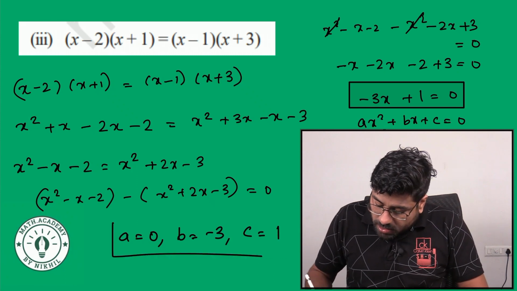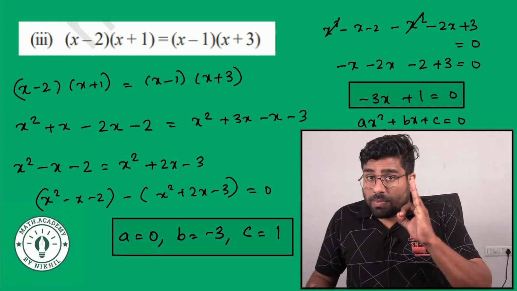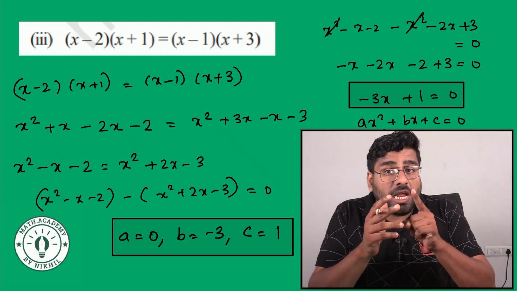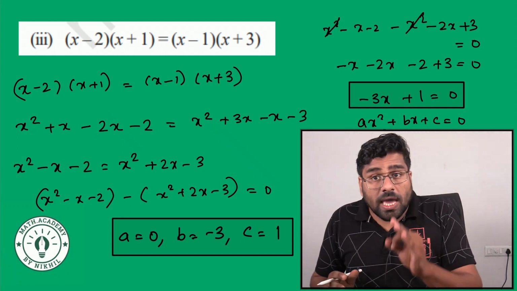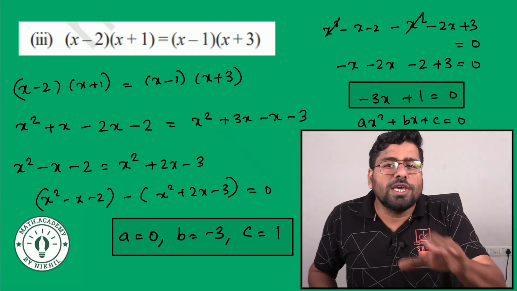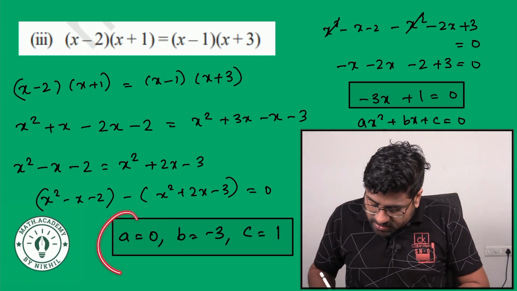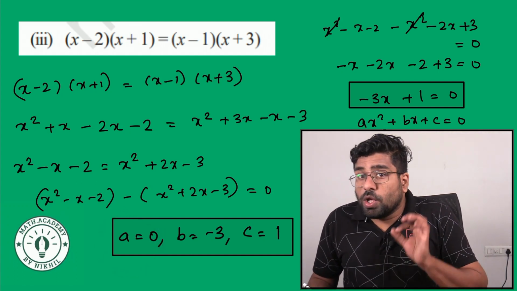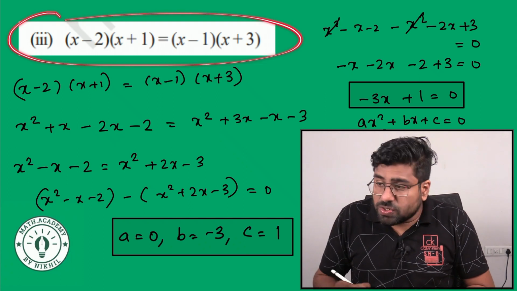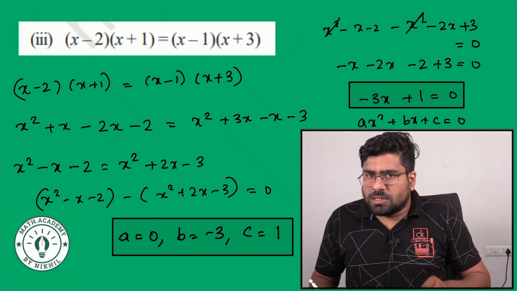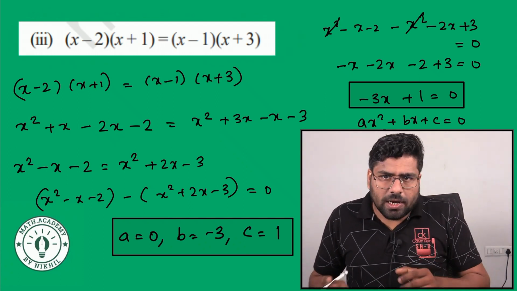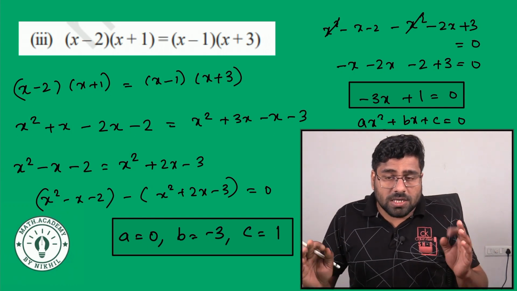But we know that in a quadratic equation of the form ax square plus bx plus c, a should never be equal to 0. If a becomes equal to 0, this will not be a quadratic equation, and since we have the value of a equal to 0, we can say that this particular expression is not a quadratic equation. I hope the logic is very much clear to you. Clear, right, everyone?